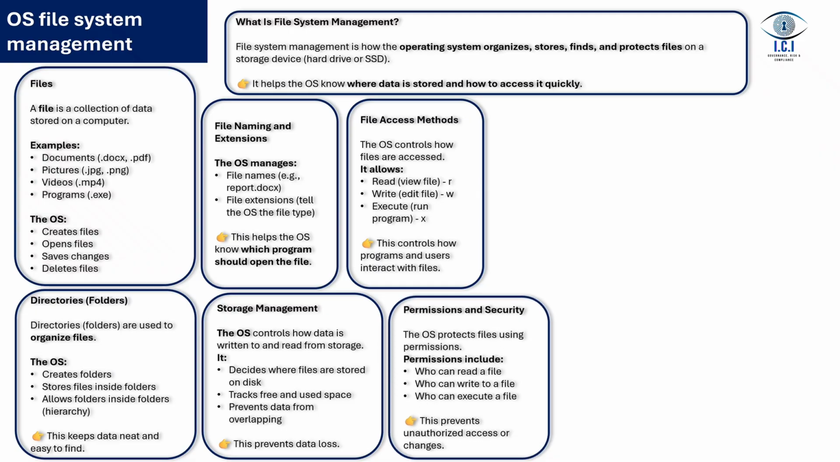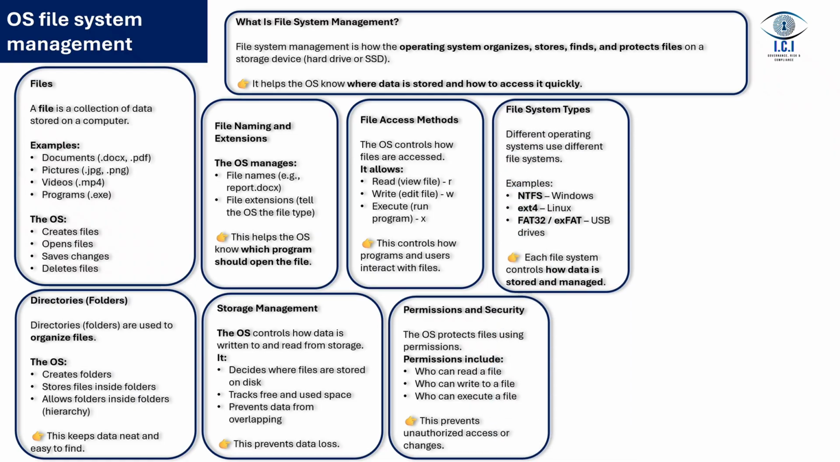The next is permission and security. It's the same thing as the file access method. The OS protects the file using permissions. The OS determines if you can read a file, if you can write to a file, or who can execute a file. It decides that actually. The OS prevents unauthorized access or changes. Yes, that's what the OS does.